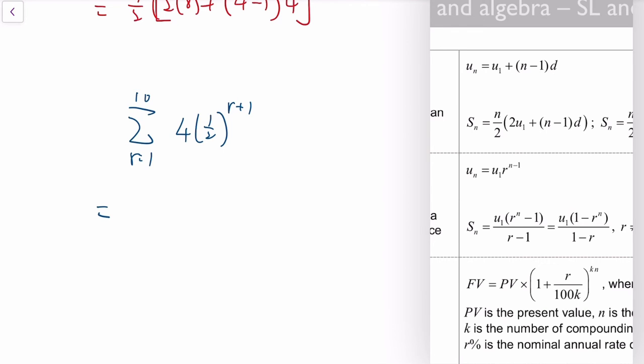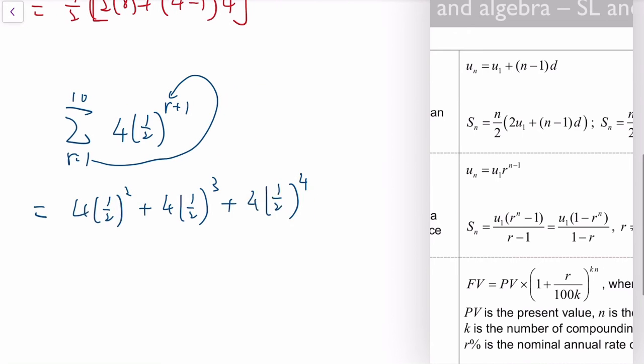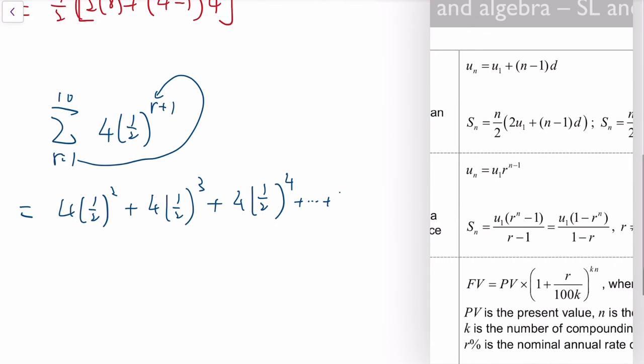So if r is 1, you put 1 in here. So that would be 4 times half to the power of 2, which is r plus 1. Then the next value of r is 2, and 2 plus 1 is 3. And then 1 more, so 4, and so on and so forth. When do we stop? We stop when r is 10. So 10 plus 1 is 11.